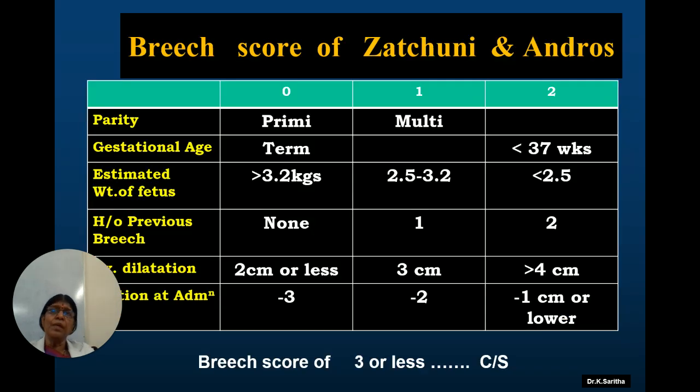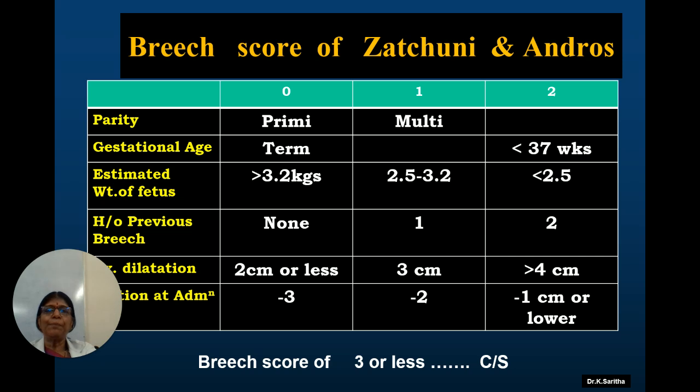Now, I always teach that as an intern or as a junior postgraduate, you can definitely know whether this breech is going to deliver or not. For that, one of my favorite and most taught scores is the Zatuchni-Andros score. By this score, even you will be able to say whether this case is for vaginal delivery, or whether we definitely have to do a cesarean section. For this, we need to know the parity, gestational age, estimated weight of the fetus, history of previous breech, and the dilatation and station at admission of the woman.